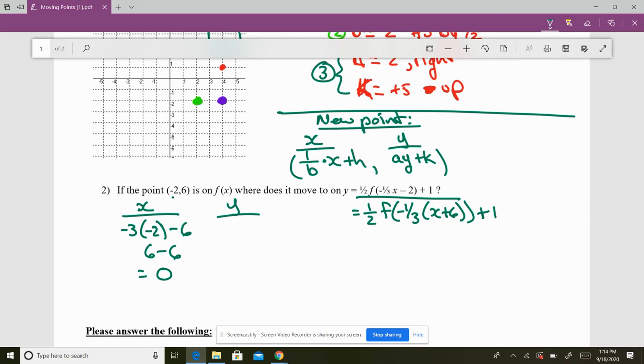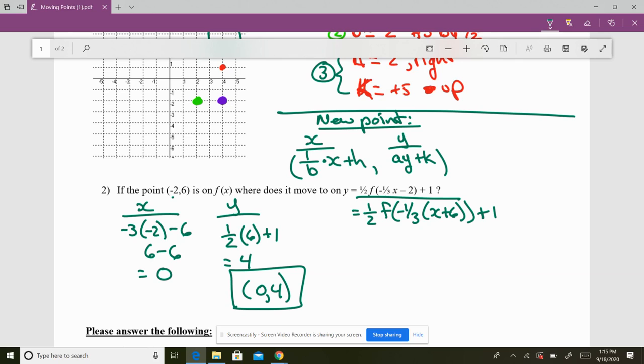Now the y, it's a y plus k. So a, which is 1/2, times the y value, which is 6, plus your k value, which is 1. 1/2 of 6 is 3, plus 1 is 4. So the new coordinates are 0 and 4. All right? Any questions about that? I'm going to ask you to do that on the test.